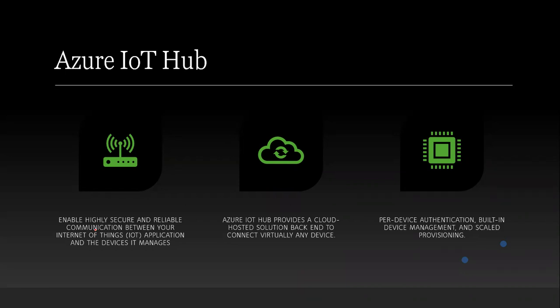Azure IoT Hub provides a cloud-hosted solution backend to connect virtually any device. You are having sensors, you want your data from sensors to go onto the cloud. You can use Microsoft Azure IoT Hub services. You want authentication of your devices, you want to maintain your devices, you want to maintain over the air updates of your sensor devices, you can use IoT Hub for that.